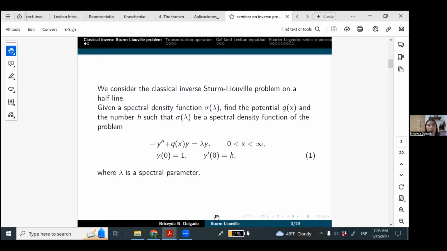We consider the classical inverse Sturm-Liouville problem on a half line, and it consists in, given a spectral density function sigma of the spectral parameter, finding the potential Q and the number H such that the density function is a spectral density function of the following Cauchy problem. Here we have the Sturm-Liouville equation, and the boundary conditions are given at 0.